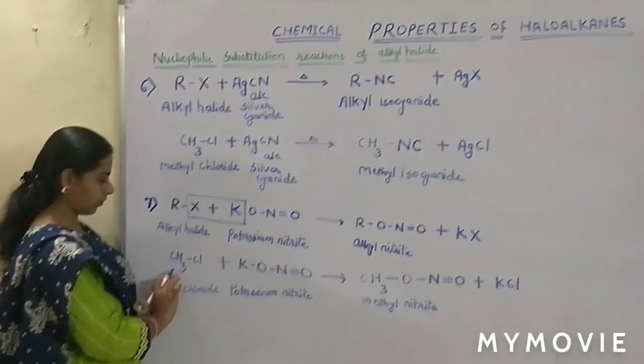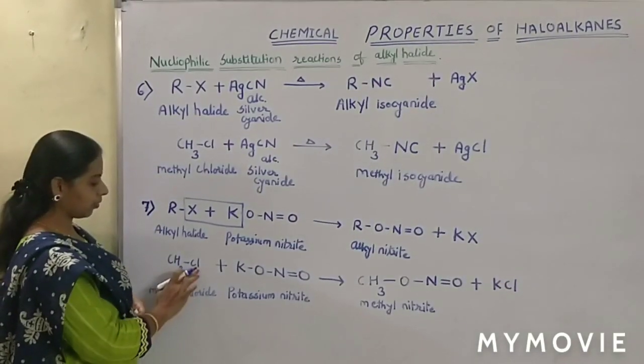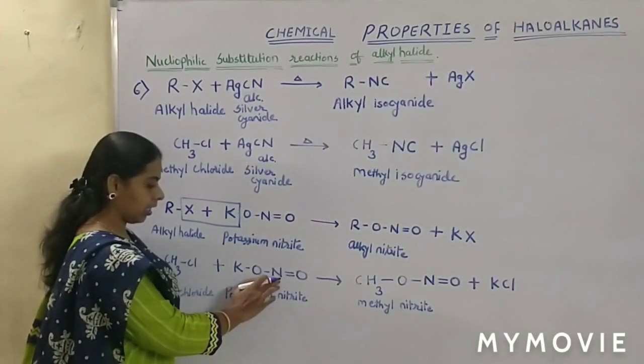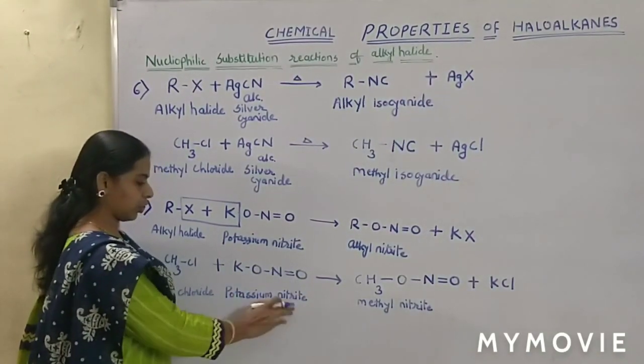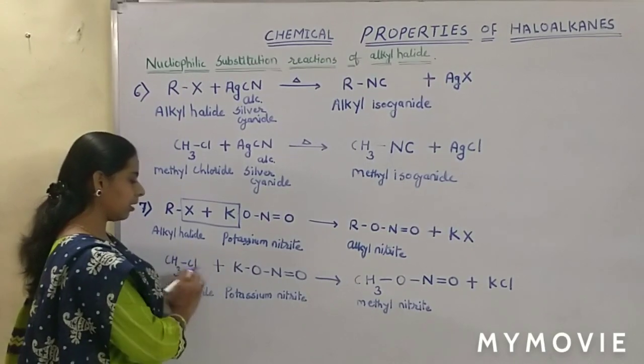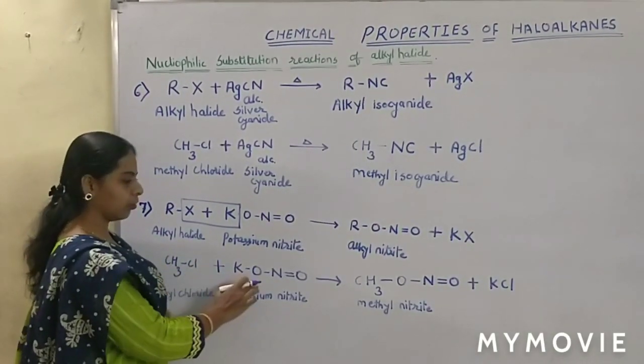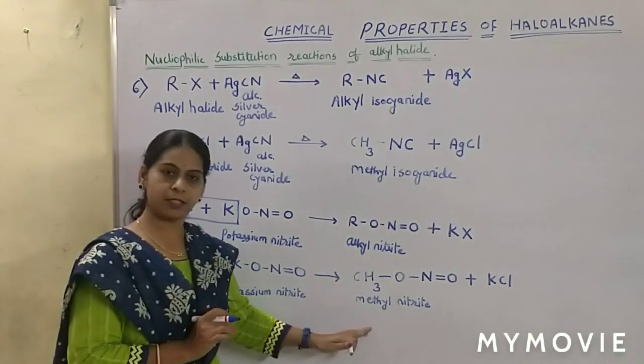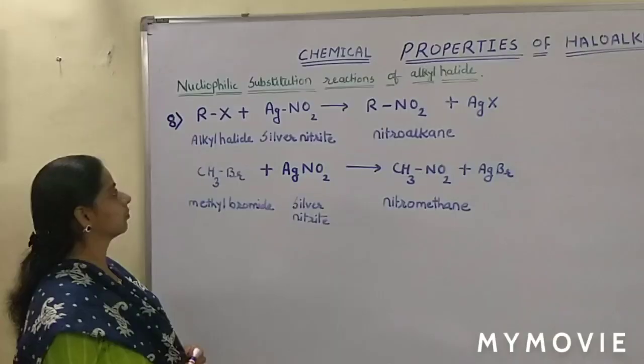Now we'll see the specific reaction of the same one. This is methyl chloride, CH3Cl, reacting with KO-N double bond O, potassium nitrite. So KCl will be the byproduct and CH3ONO will be the methyl nitrite. This is the main product of this reaction.